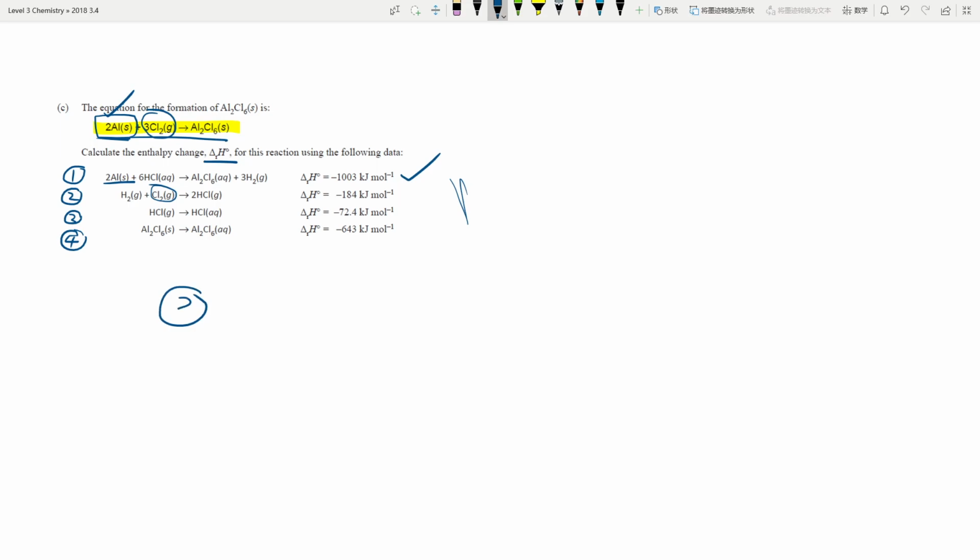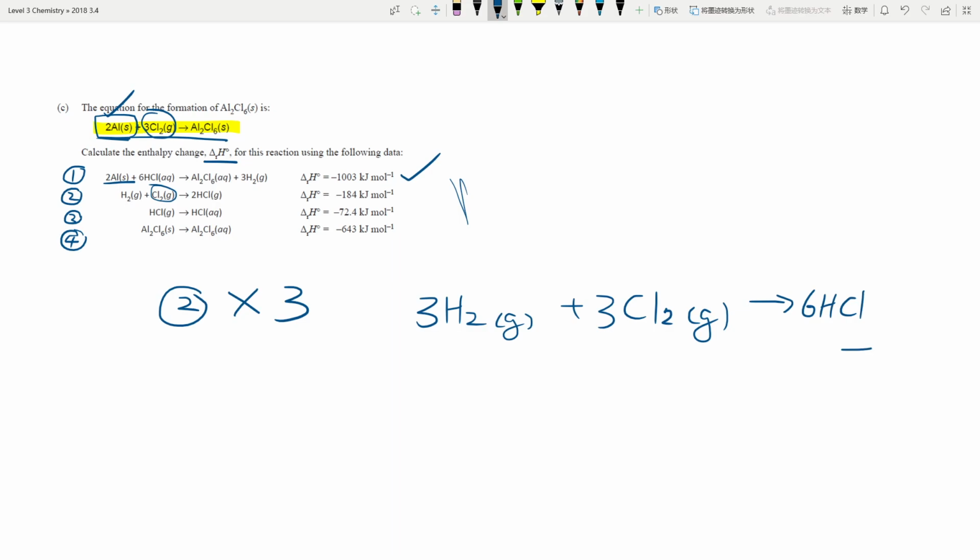So I need to use number 2 multiplied by 3, and that will give me 3H2 gaseous plus 3Cl2 gaseous turns into 6 HCl. Everything's multiplied by 3, and that'll be negative 184 times 3. And then I have my 3Cl2. I need 1 AlCl3 on the right hand side, but this one is solid. Okay, so I need a solid. I have an aqueous here. So what we want is the solid on this side, so we need to reverse.